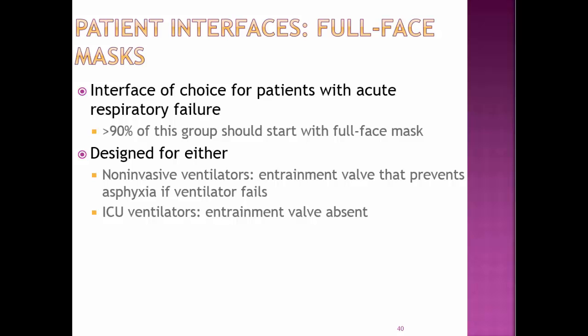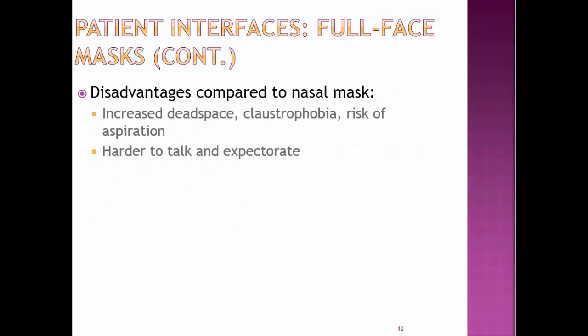Non-invasive ventilators have an entrainment valve that prevents asphyxia if the ventilator fails. However, the ICU ventilator's entrainment valve is absent. The disadvantages compared to a nasal mask: this increases the dead space, claustrophobia, and the risk of aspiration because now it covers the mouth. In addition, it's harder to talk, cough, and spit things out.